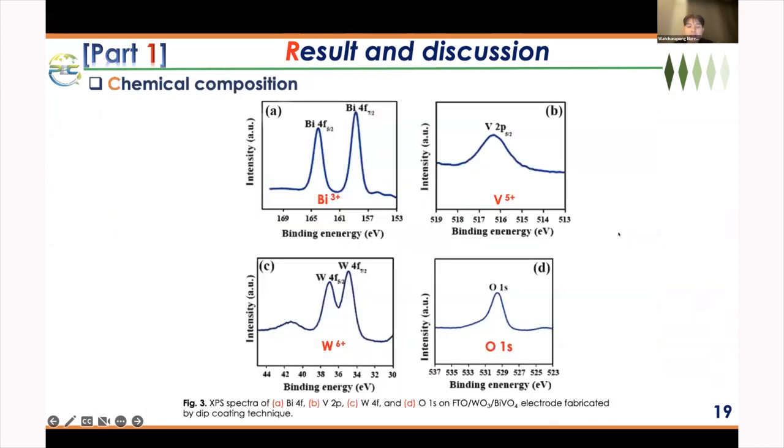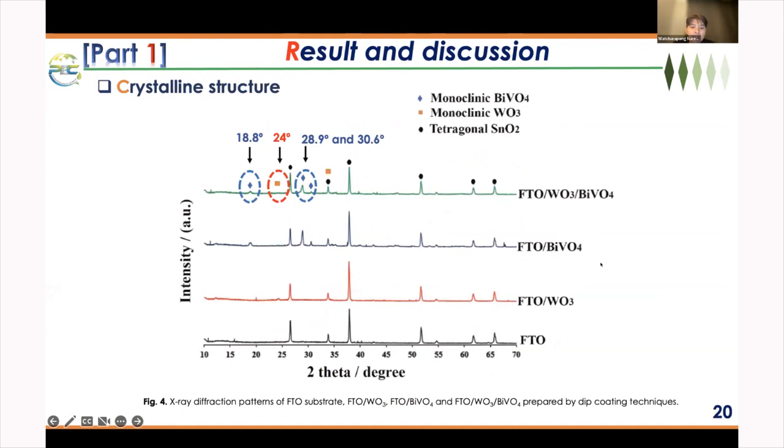And next, XPS analysis confirms the chemical composition and oxidation state of elements on the FTO tungsten oxide bismuth vanadate electrodes prepared by the dip coating technique very well. From the figure, we can confirm the bismuth 3+ and vanadium 5+ in the bismuth vanadate and tungsten 6+ in the tungsten oxide, and still have oxygen in the crystalline structure of tungsten oxide and bismuth vanadate. And next, the XRD pattern.